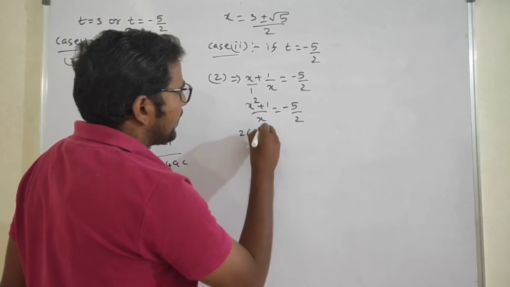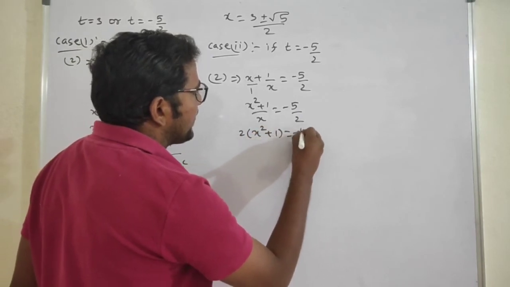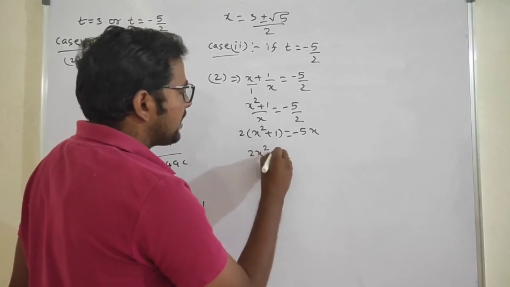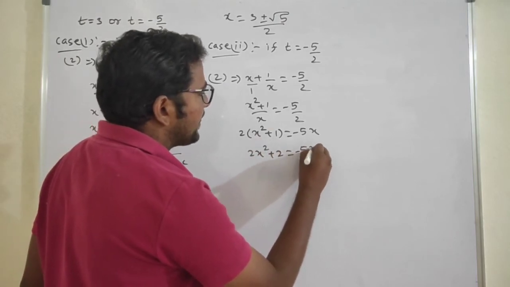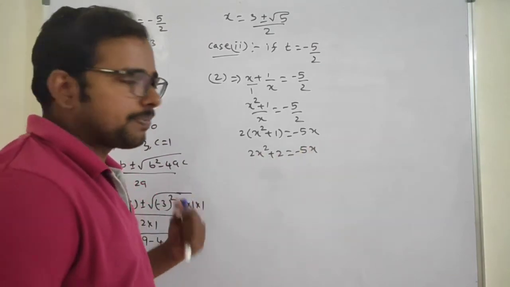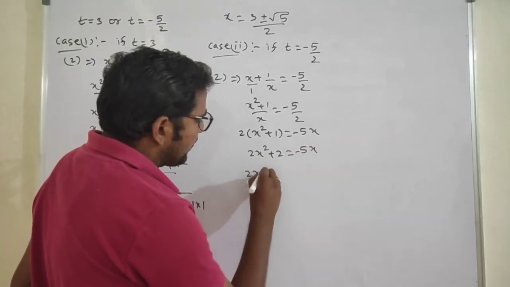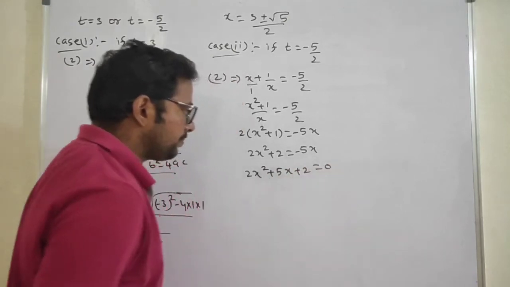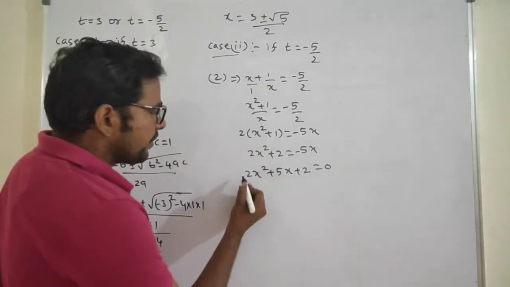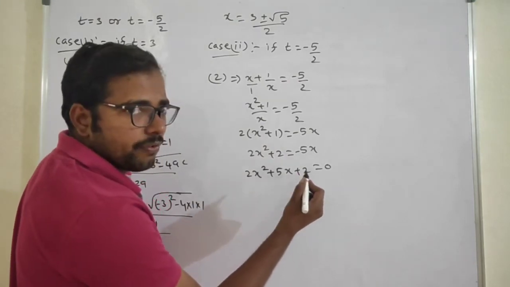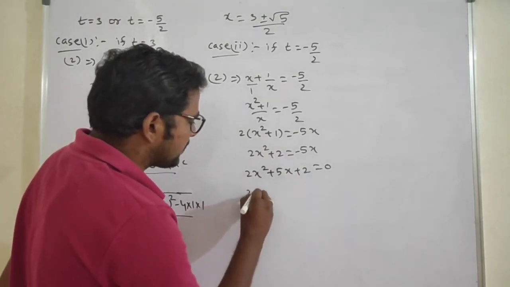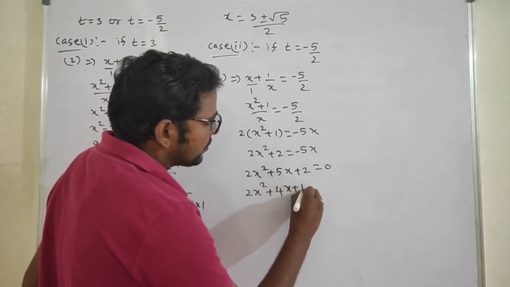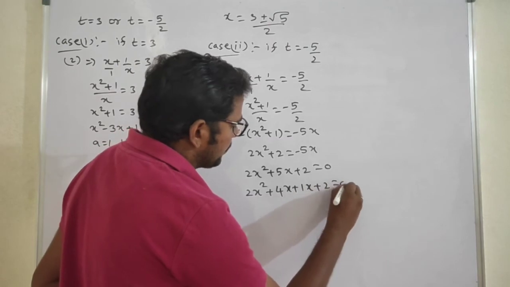So 2 into x square plus 1 equals minus 5x. So 2x square plus 2 equals minus 5x. Minus 5x on the left side becomes plus 5x. So 2x square plus 5x plus 2 equals 0. Factorize it. 2 twos are 4. We need factors of 4 that add up to 5: 4 and 1, 4 plus 1 is 5. So 2x square plus 4x plus 1x plus 2 equals 0.